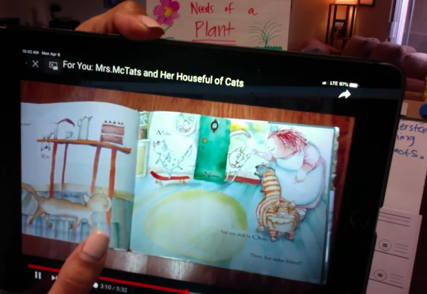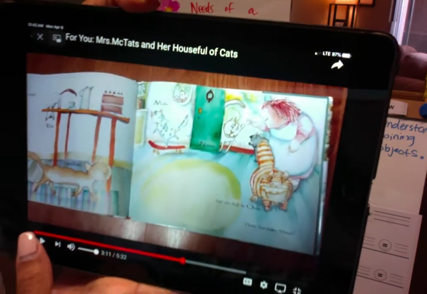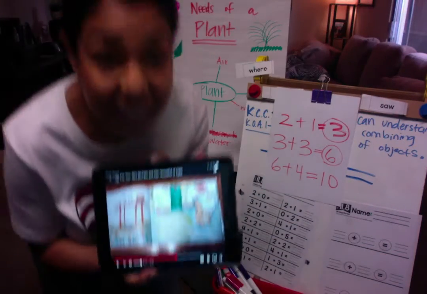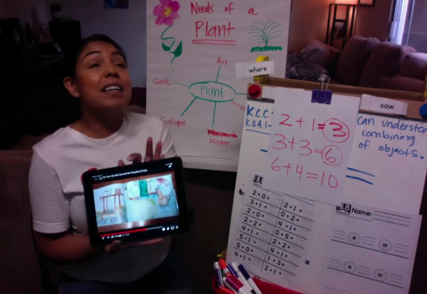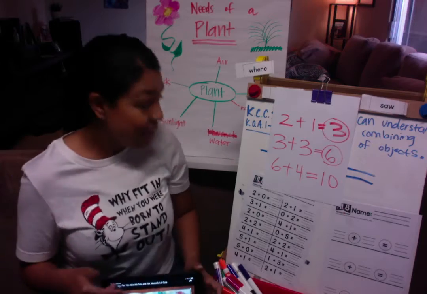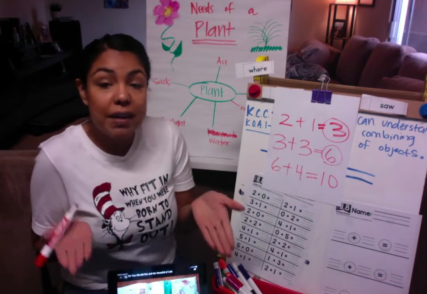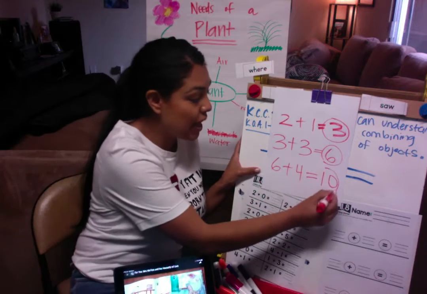That makes 15. Whoa! So she added 5 more cats? Oh my goodness. There's so many cats. Let's do the adding. All right, here we go. So before she got 5 more cats, how many did she have?